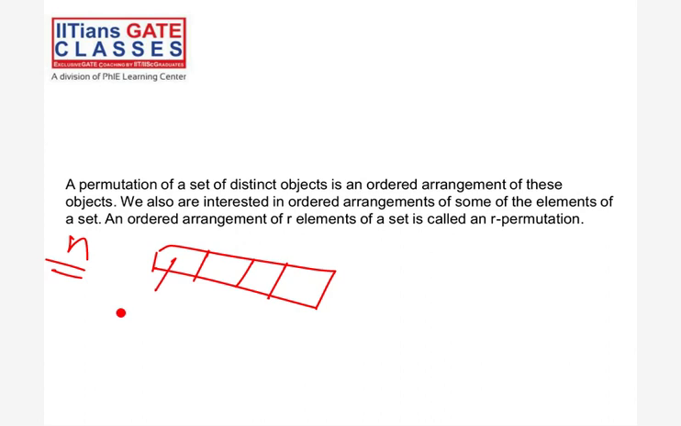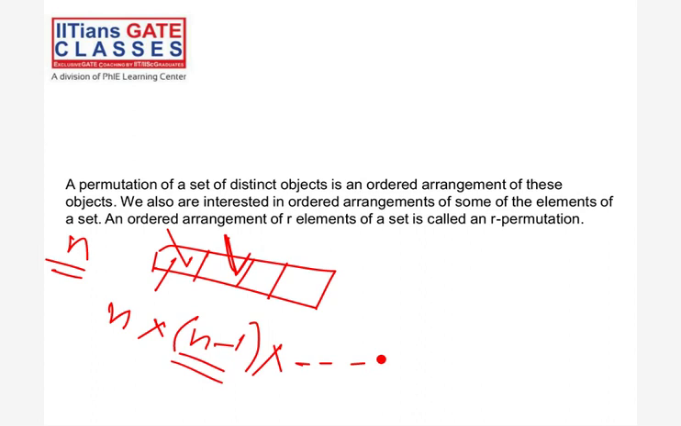So you know what the answer will be: n multiplied by, for the second position, how many ways do we have? n minus 1. We can pick any of these n elements and put it here. Then once we put a student here, we can pick any of the remaining n minus 1 students and put it here, and so on. Now you know that since there are only r boxes, this will be n minus r plus 1, because there are only r boxes.